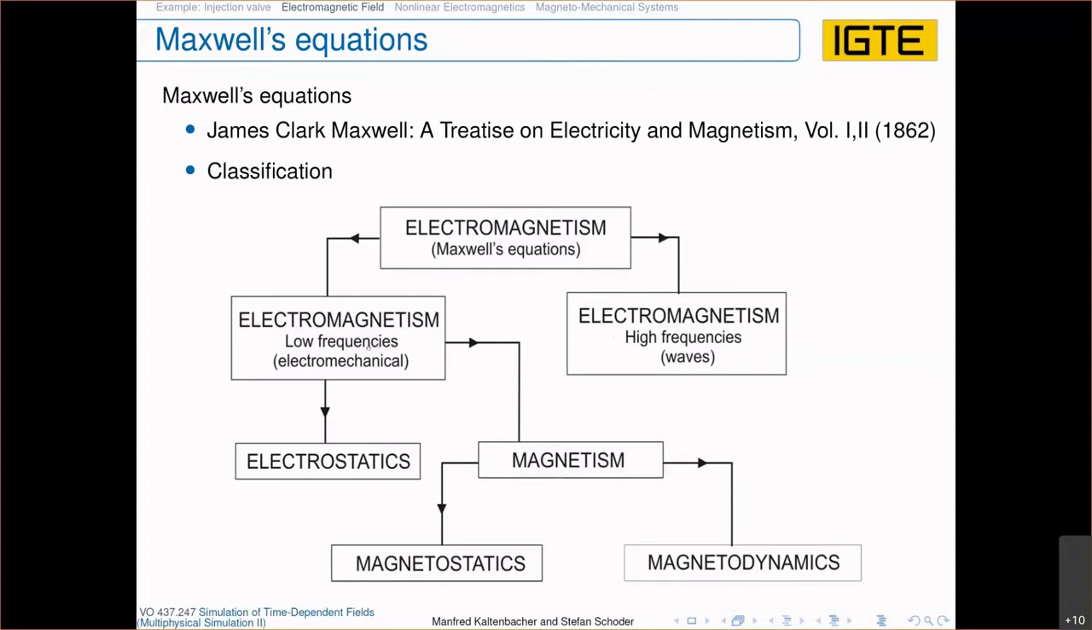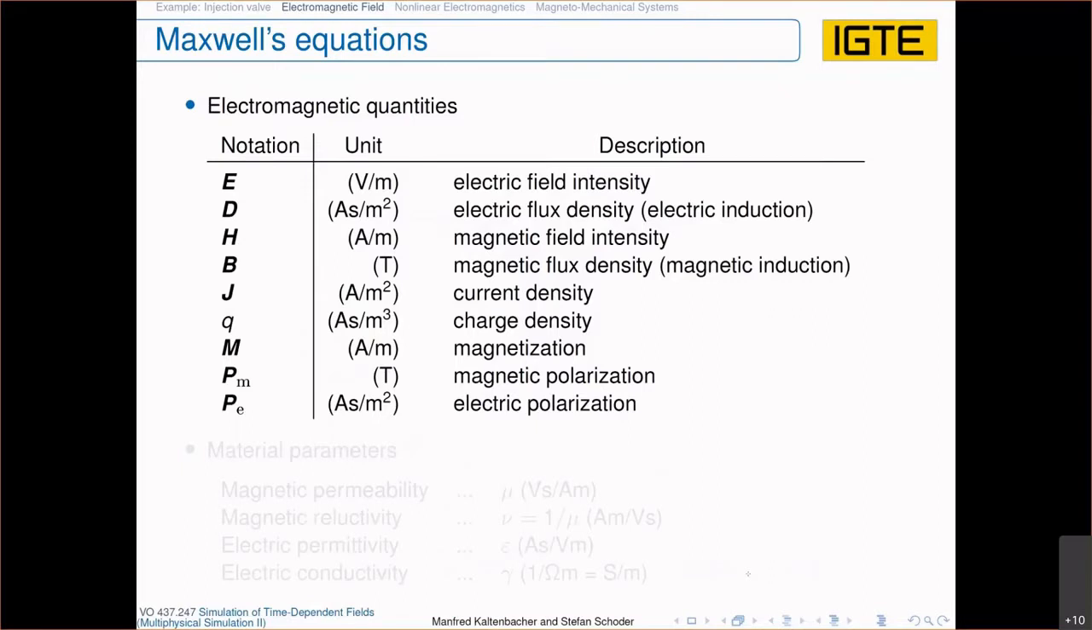For the low frequency range, that is exactly the electromechanical range also, it could be even reduced to the electrostatic case, which would be then the case of electrostatic actuators, mainly used in MEMS devices, so microelectromechanical systems devices, or into the pure magnetic case, which could be the static one, if you have no time dependency, or the magnetodynamics one. We will clearly concentrate on the magnetodynamics one, and the subset is also called the quasi-static case or eddy current case.